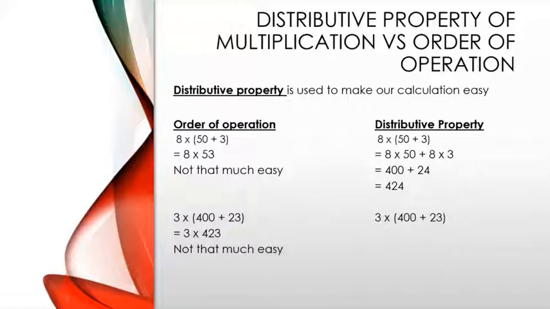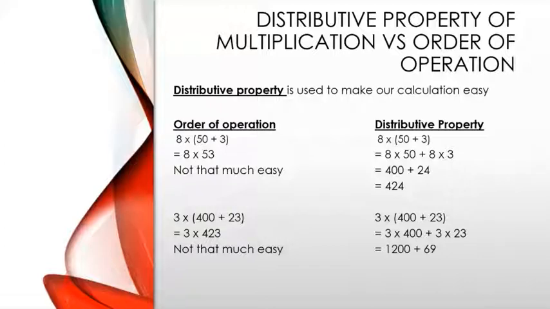Isn't that easy? Now let's try to solve our next question, which is 3 into 400 plus 23. 3 into 400 plus 3 into 23. For this, we don't need to know the multiplication table of 400. So we can just take 3 into 4, which is equal to 12, as we all know, and then add 2 zeros at the end, which is equal to 1200.